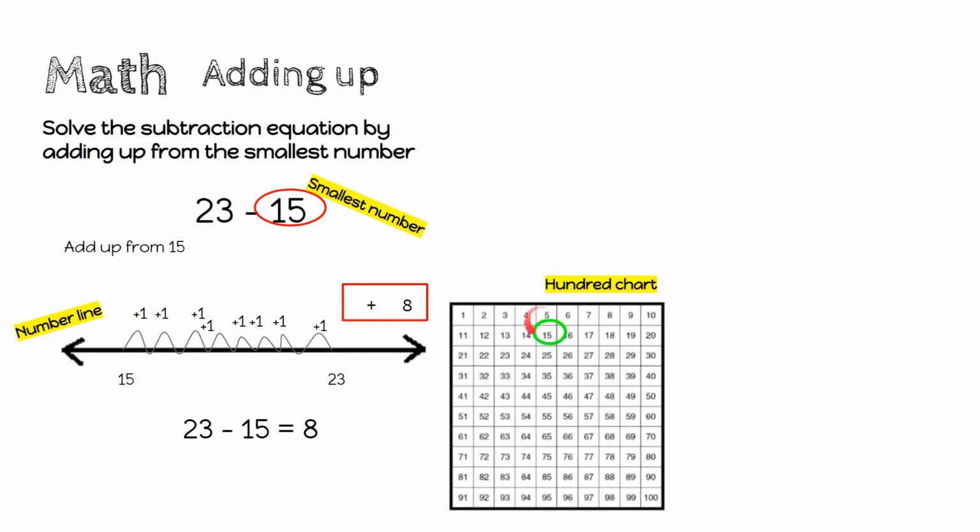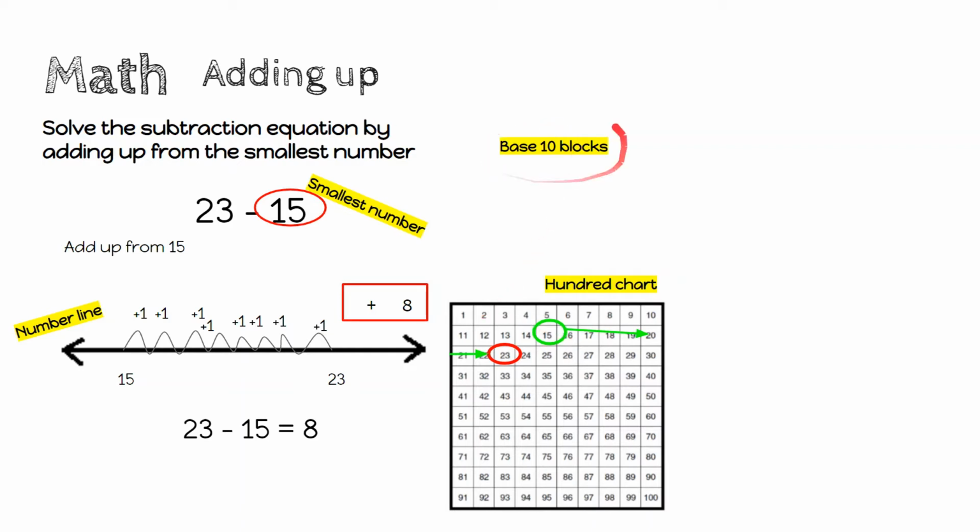So we start at the smallest number again, and we are going to add up until we get to 23. So we're going to add 1, 2, 3, 4, 5, 6, 7, and 8. So we've added 8 on our 100 chart to get to 23. So we know that 23 minus 8 is 15.